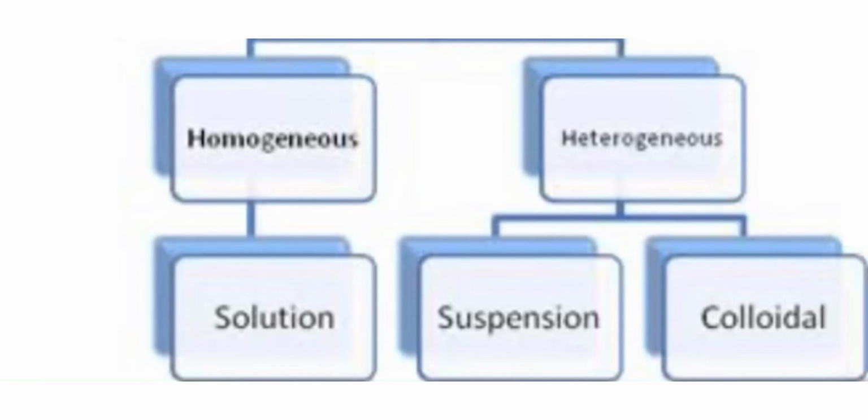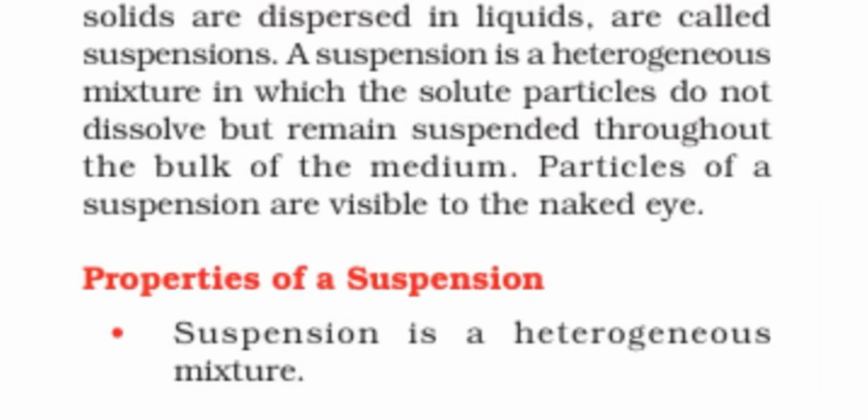So students, we studied about solution, which is a type of homogeneous mixture. Now we are going to study the types of heterogeneous mixture, that is suspension and colloidal solution, or you can say mixture. So first of all, let us see suspension. When solids are dispersed in liquids, they are called suspensions. A suspension is a heterogeneous mixture in which solute particles do not dissolve but remain suspended throughout the bulk of the medium. Particles of a suspension are visible to the naked eye.